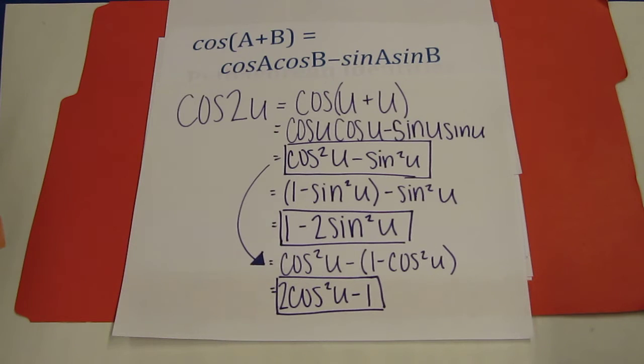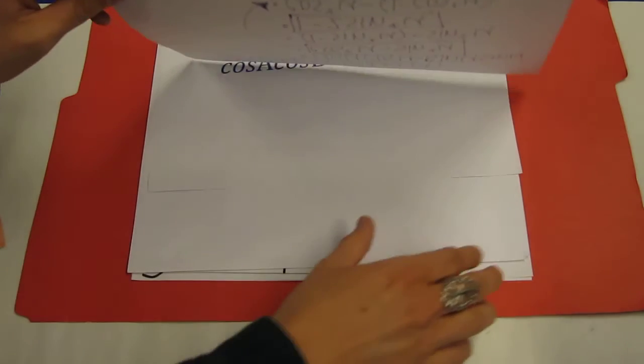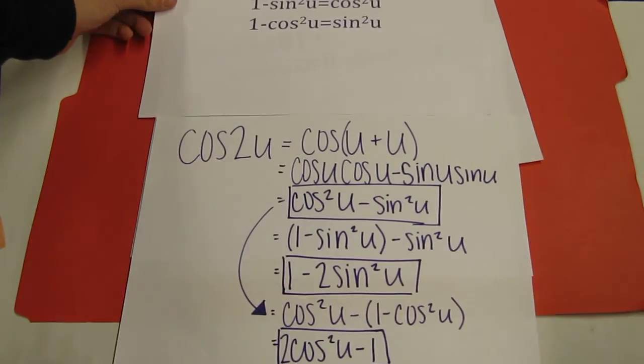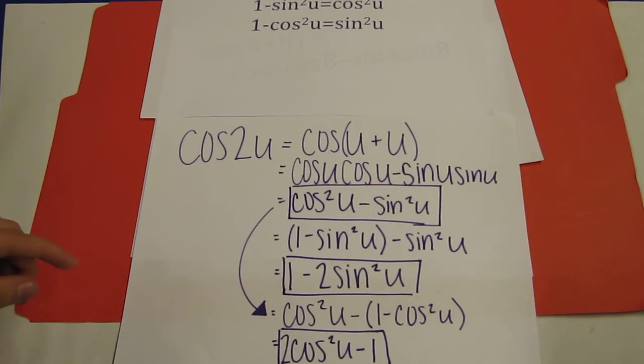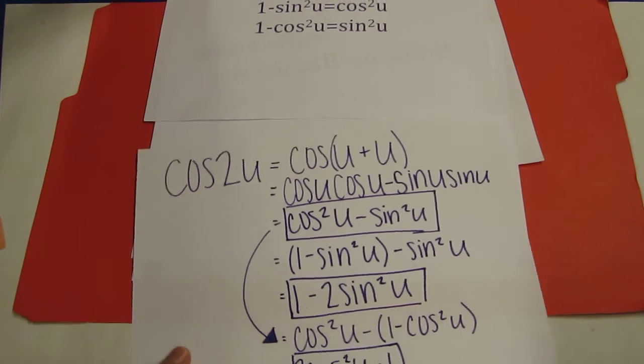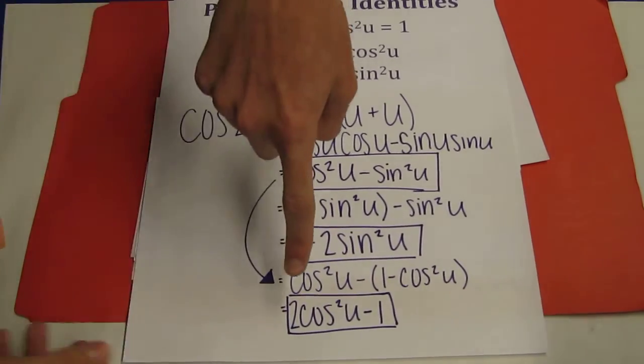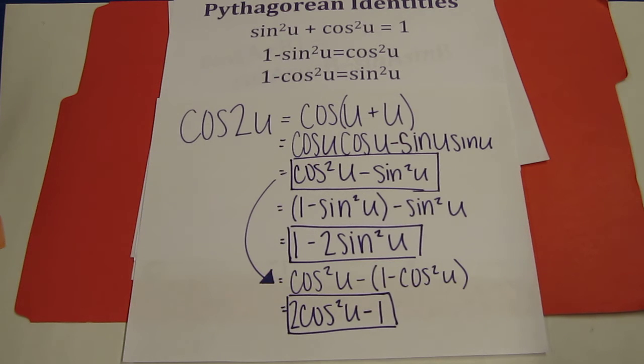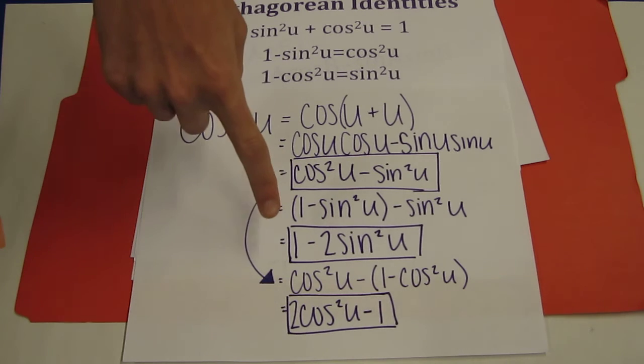To find the others, we use the Pythagorean identities. We can substitute 1 minus cosine squared of u for sine squared of u, which can then be simplified to 2 cosine squared of u minus 1, which is our second identity of cosine of 2u. Going back to our first identity that we found, we can substitute 1 minus sine squared of u for cosine squared of u, which then simplifies to 1 minus 2 sine squared of u.